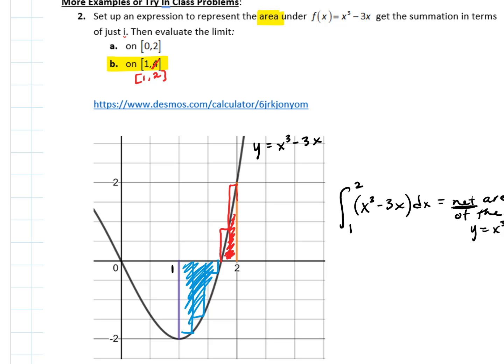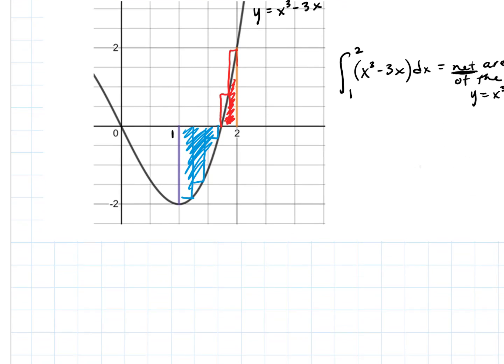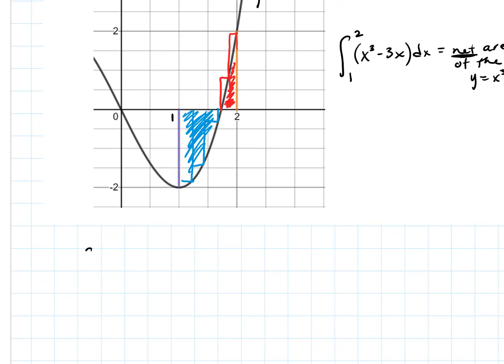Okay, so let's go ahead and do that. I made that quick switch from 1 to 4, but let's look at it from 1 to 2. We've already written it as an integral. I'm going to rewrite the integral down here. So let's take the integral from 1 to 2 of x cubed minus 3x dx, and let's write that as a Riemann sum.